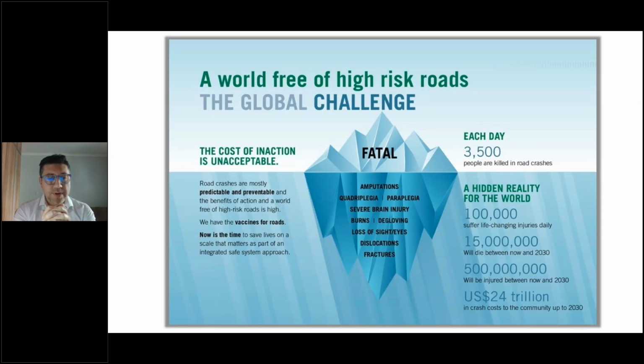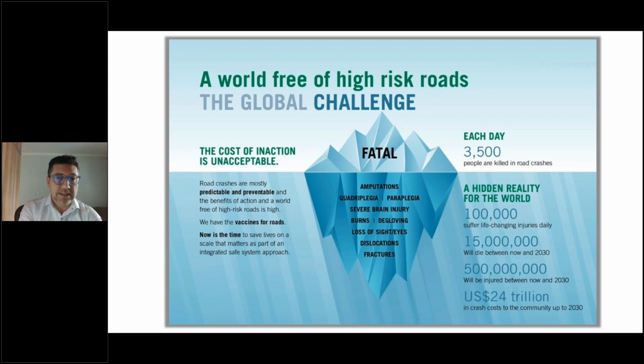So why are we doing these assessments? Basically, the reason this is important is because road safety is incredibly important today. Road crashes are the leading cause of death for young people worldwide. This is a stunning statistic that many people are not aware of. Worldwide, for you to know, 3,500 people are killed in road crashes every day, and over 100,000 people suffer life-changing injuries daily.